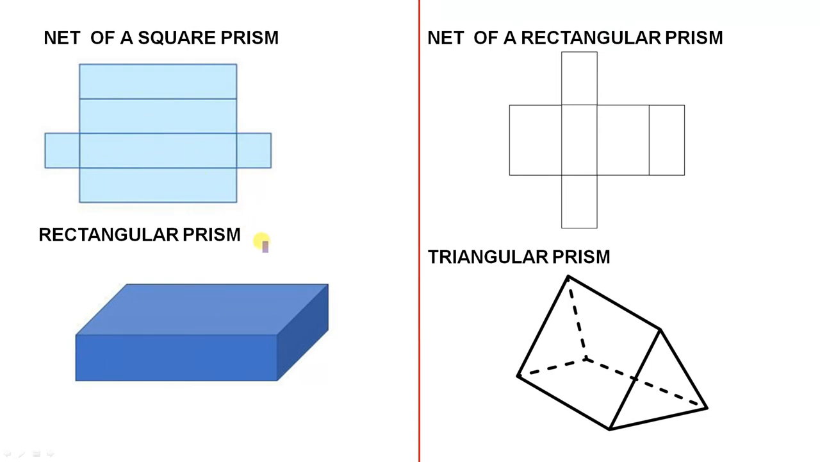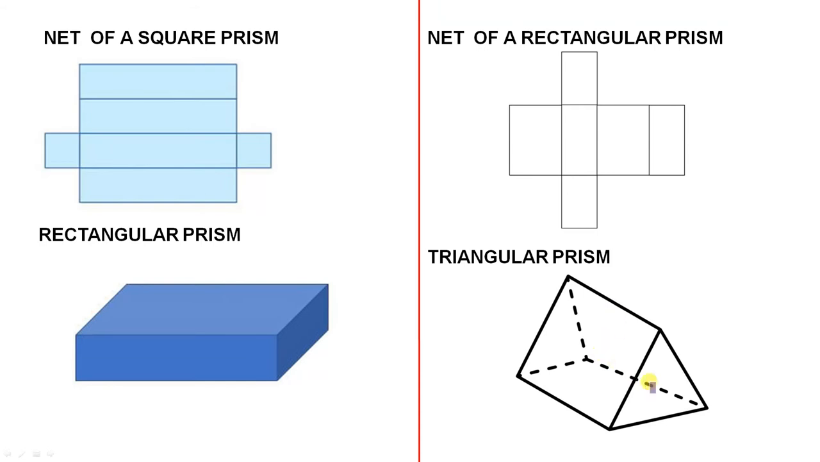The rectangular prism, so each end is a rectangle. Okay, so that's why it's called a rectangular prism, and that's this end here and that end. And then here we have the other 4 sides. Okay, those 4 sides there. So that's the net of the rectangular prism.